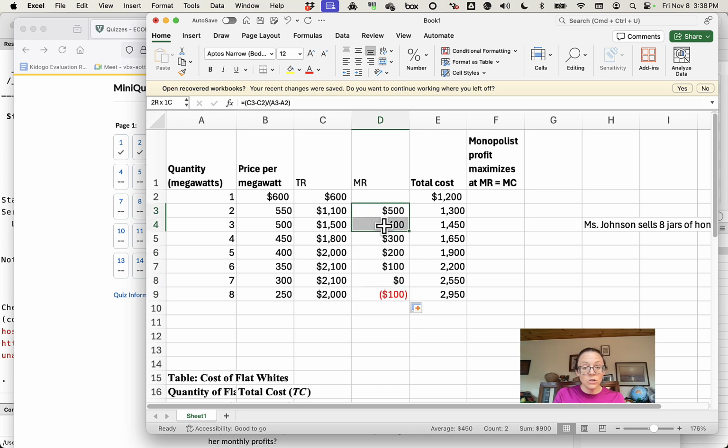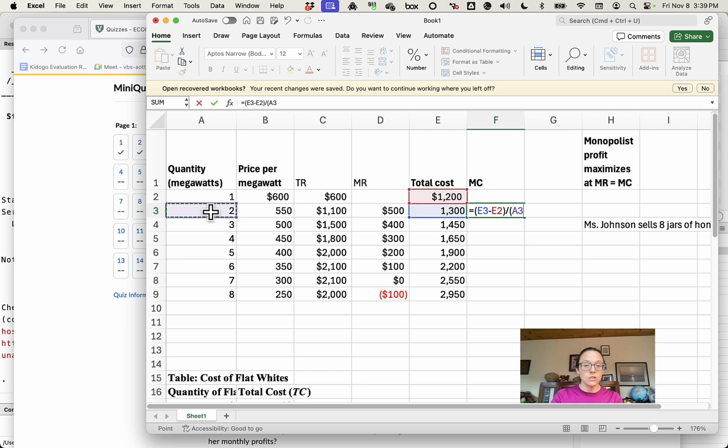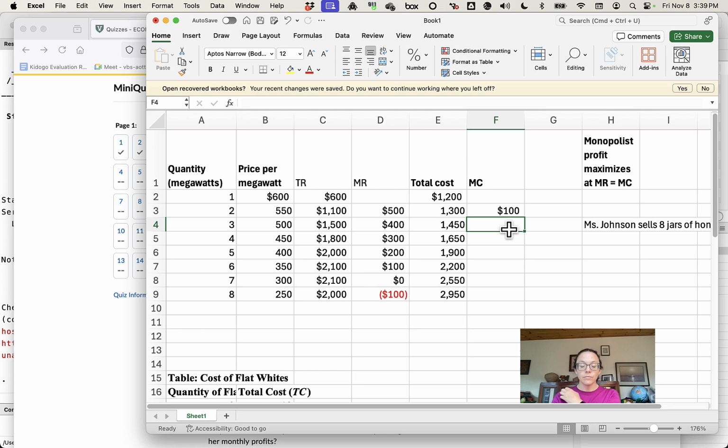All right, and these should look like the differences here, right? Total revenue goes up by 500, up by 400, up by 300, all the way down. Now, total cost we already have. So then what we can do is calculate the marginal cost as the same thing. I'm just going to take 1,300 minus 1,200, the change in total cost, but I'm going to divide by the change in quantity. And then, because I have the glory of Excel, I can follow this down.